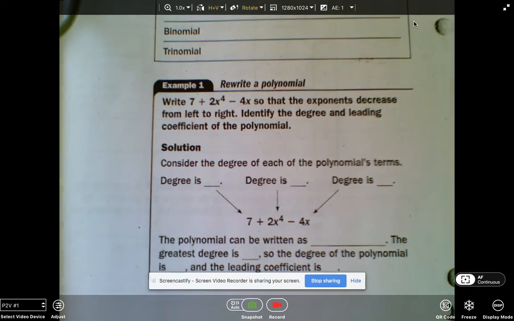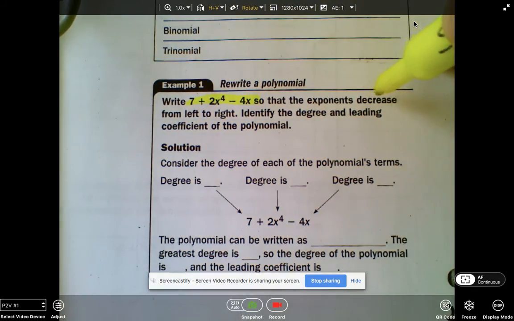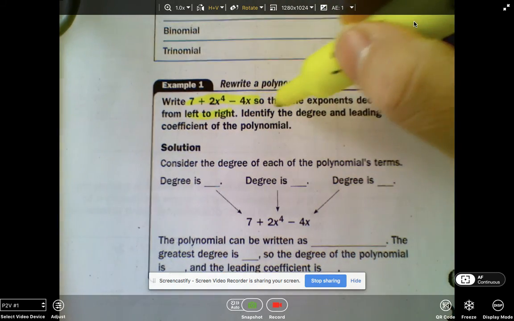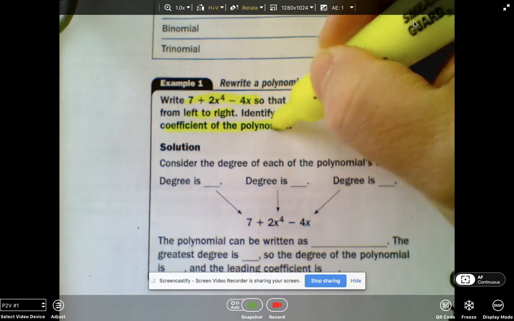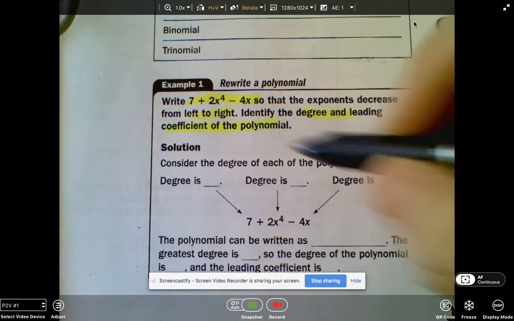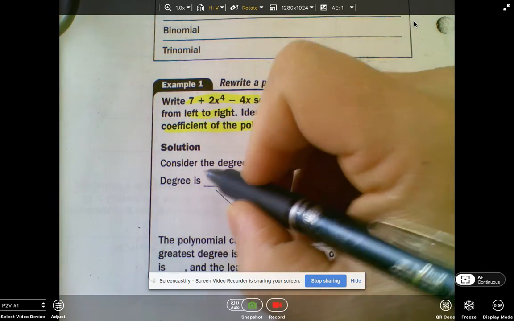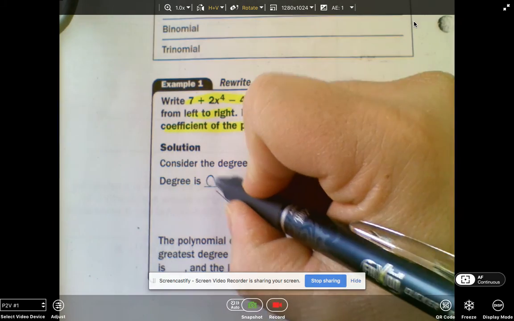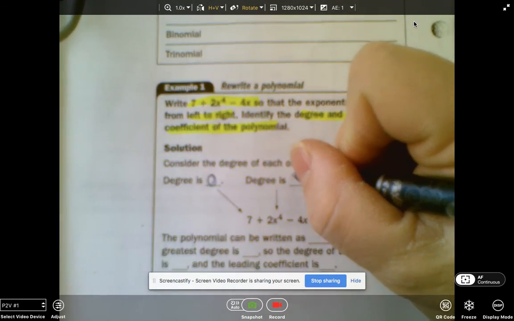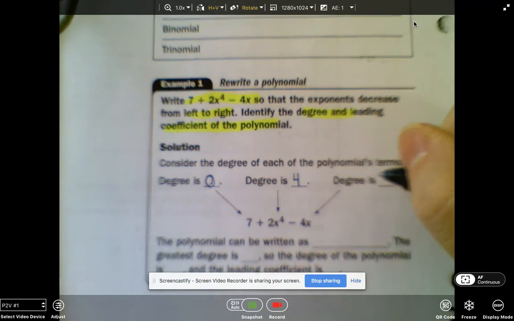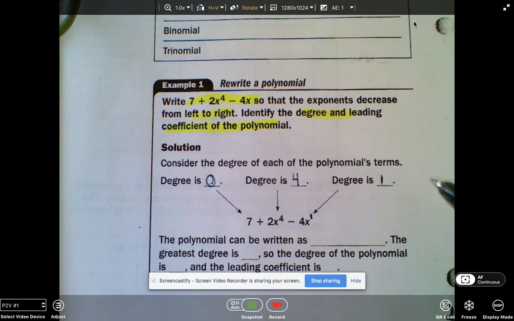It says, write this polynomial so that the exponents decrease from left to right. Identify the degree and leading coefficient of the polynomial. So basically consider the degree of each of the polynomial's terms. We know that constants, this monomial or term, has a degree of 0. This one would be a degree of 4. And this one would be a degree of what? 1, because there's an assumed 1.